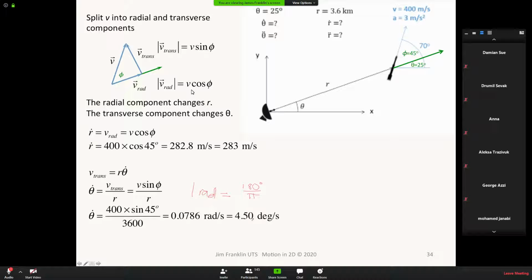What is 4.5 degrees? Well, the full moon is almost exactly half a degree. So this will be going across your line of sight, and in 1 second it will travel the equivalent of 9 full moons. So it's changing, not super rapidly, but quite rapidly. So we've now calculated R dot and theta dot.